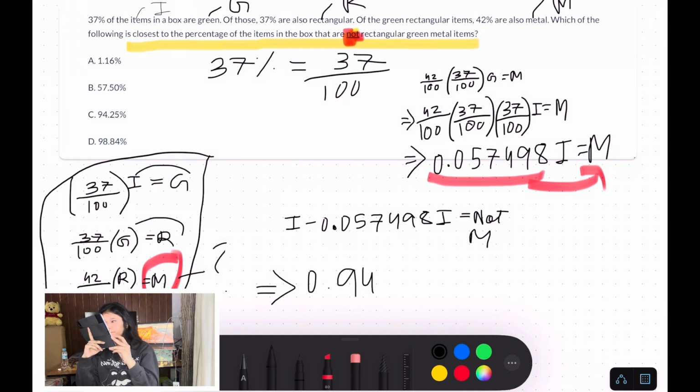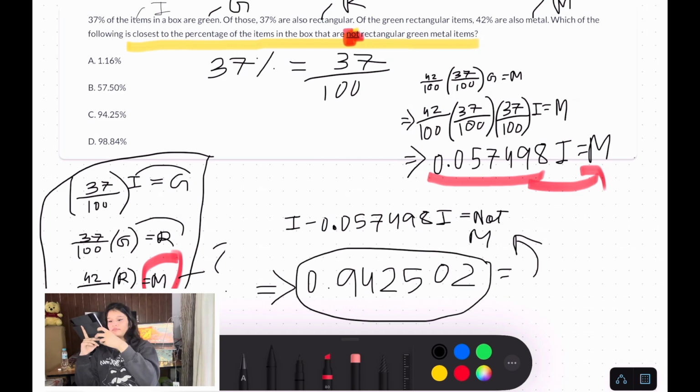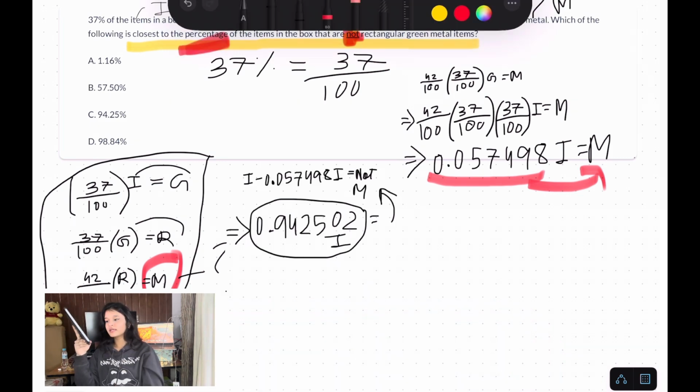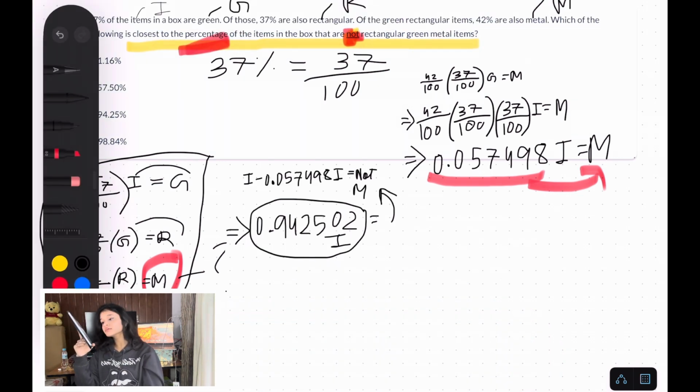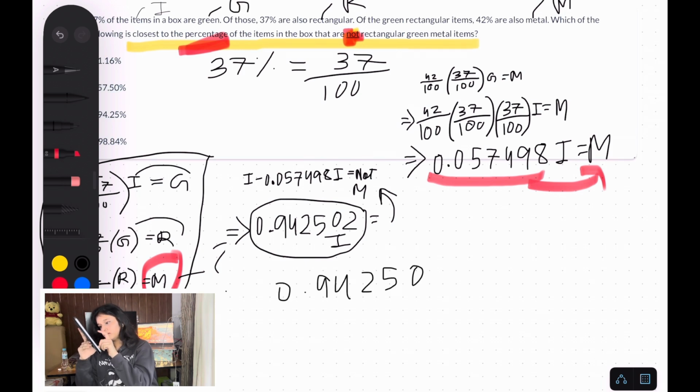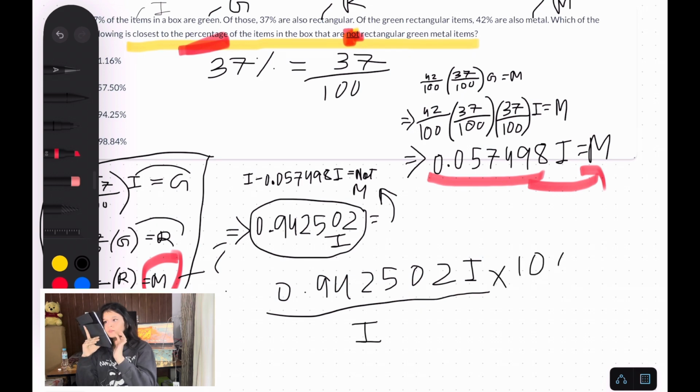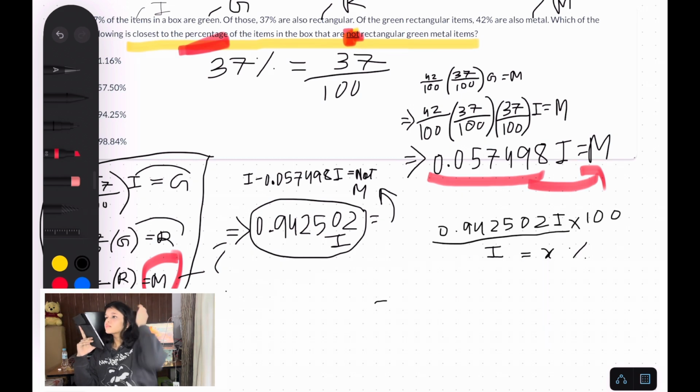And put that in the calculator and you'll get 0.942502, which is equal to not M. Sorry, that's the percentage of not M. And now since they're asking for actual percentage, what we'll do is write our answer divided by the original thing, which is I, multiplied by 100, and that is the percentage.